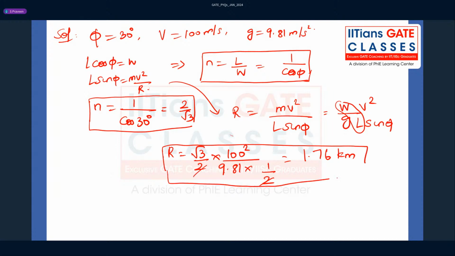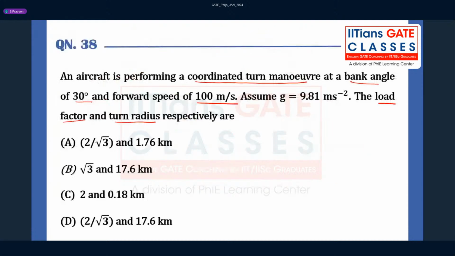So bracket this again. Which means my answer is 1.76 and 2 by root 3. And that is option.